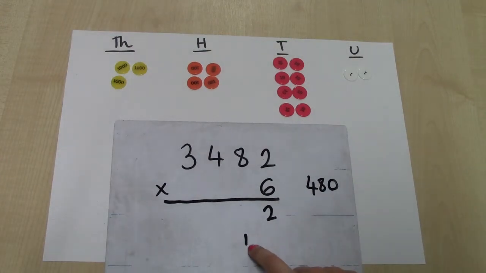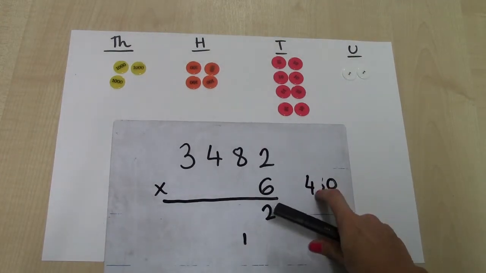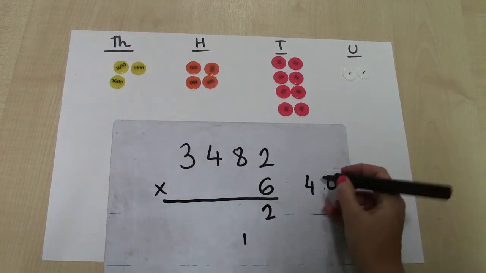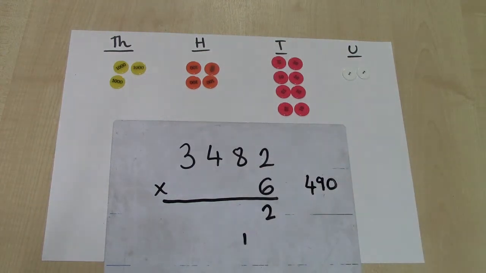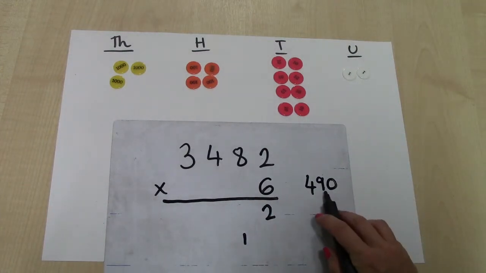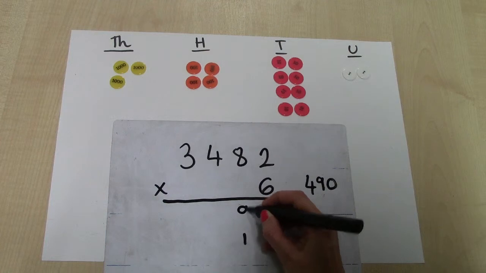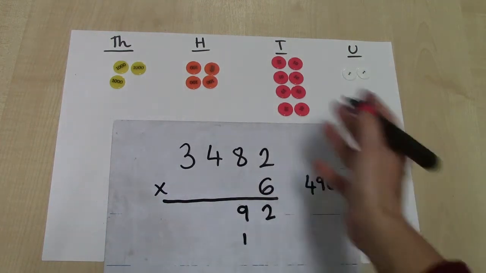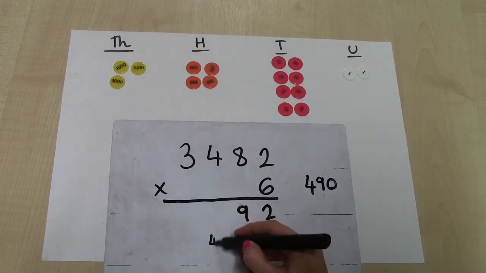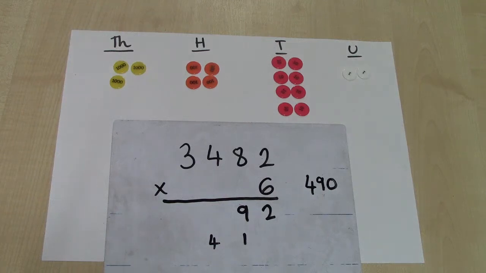Okay, now I had to carry my 10 over from before, so actually in this column now I've got 490. I've got 49 tens. So I'm going to record, I don't need to change my units because I don't have any here. I've got 9 tens and I'm going to carry over 400 into the next column.